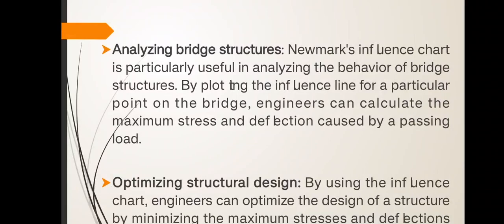Applications. Analyzing bridge structures. Newmark's influence chart is particularly useful in analyzing the behavior of bridge structures by plotting the influence line of a particular point of the bridge. Engineers can calculate the maximum stress and deflection caused by a passing load.